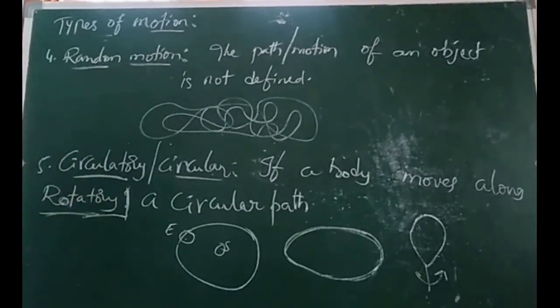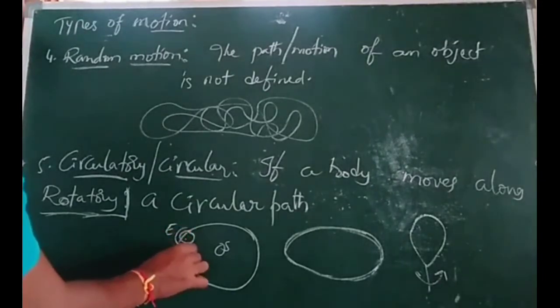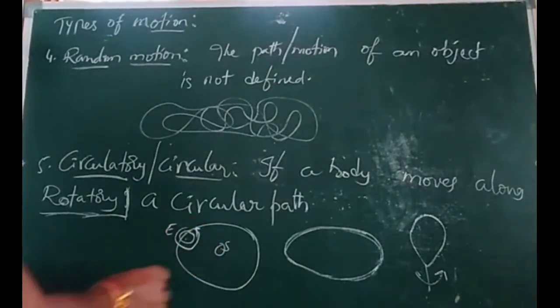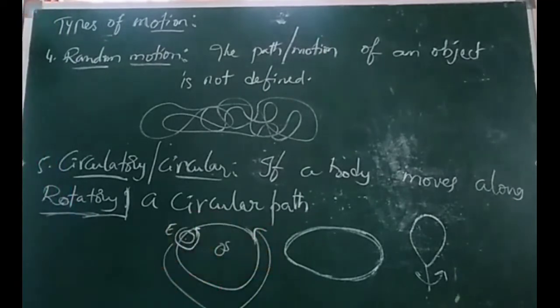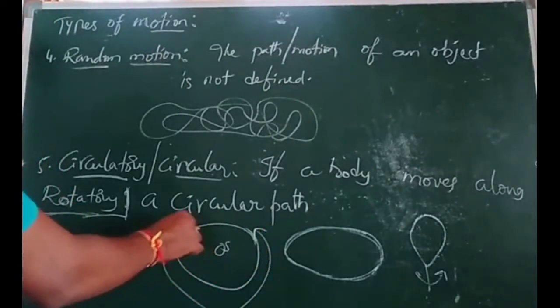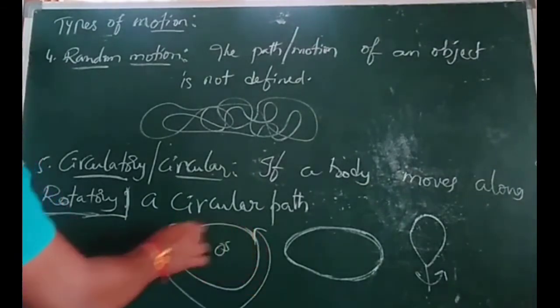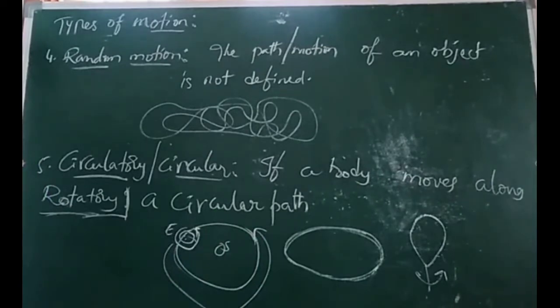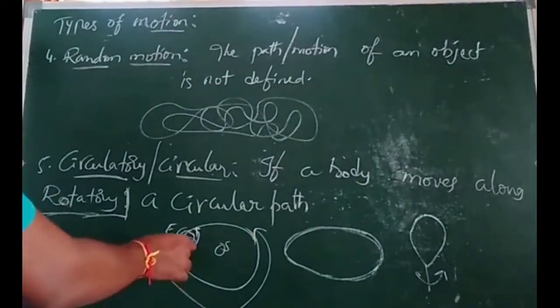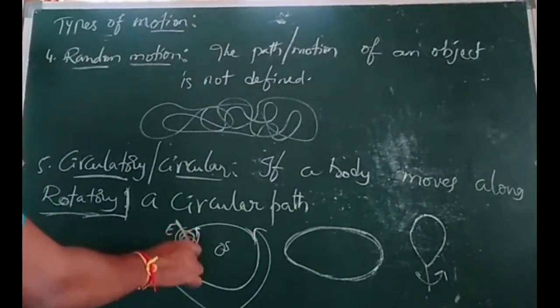Our earth rotates along its own axis and also revolves around the sun. The earth rotates on its own axis so that day and night are formed. The earth revolves around the sun so the seasons are formed. Okay, so rotation requires a central axis.